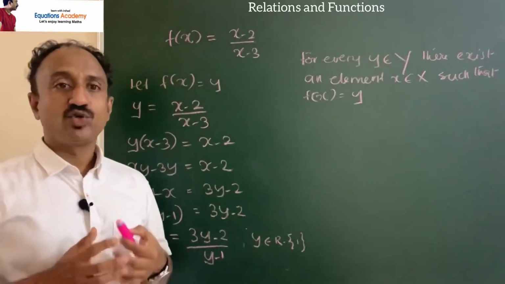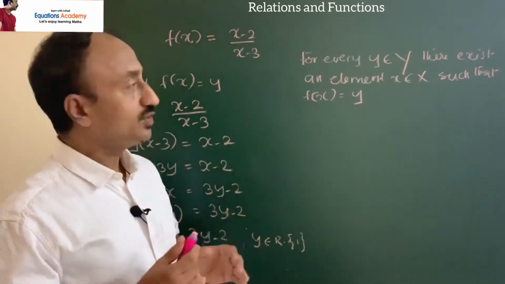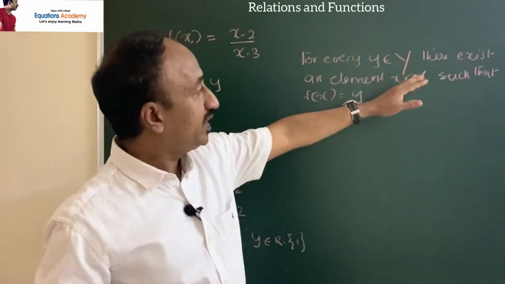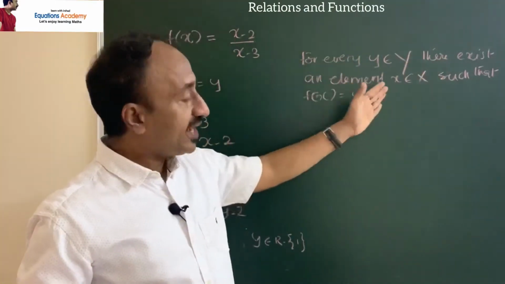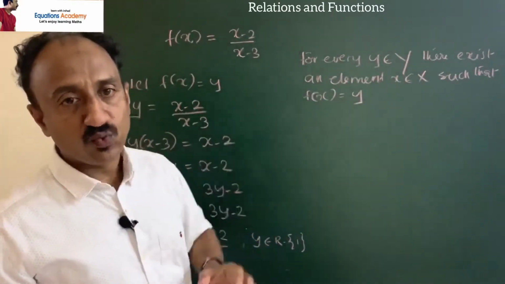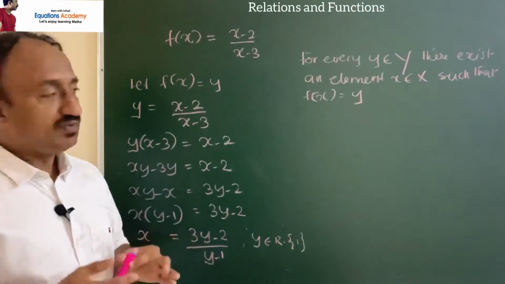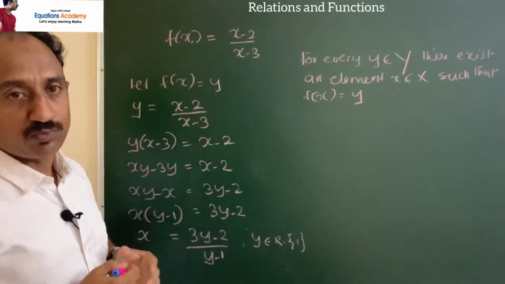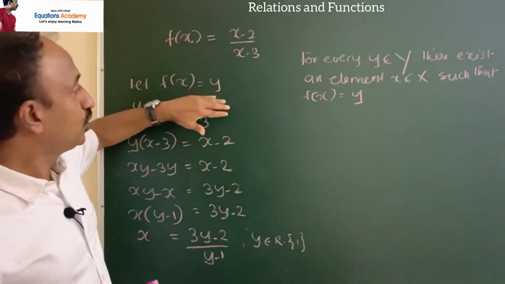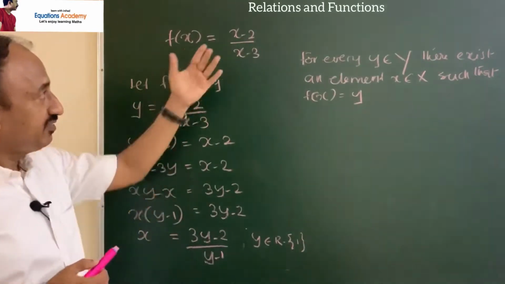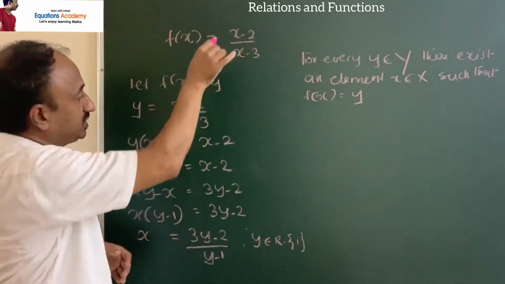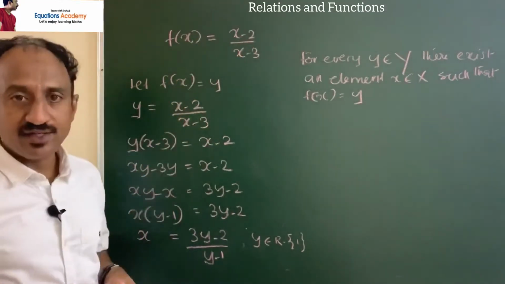What is the condition for onto? A function to be onto, for every element y belongs to set Y, there exists an element x belongs to set X such that f of x equal to y. We will try to solve the problem, then we will understand it clearly. Let f of x equal to y, the given function equal to y. So y equal to this function (x minus 2) divided by (x minus 3).